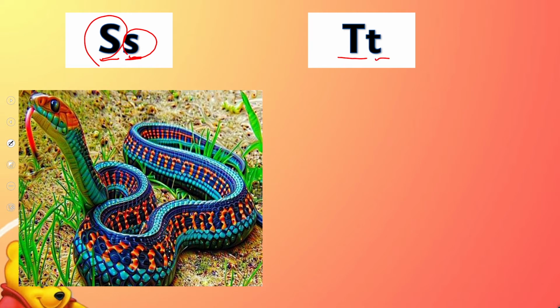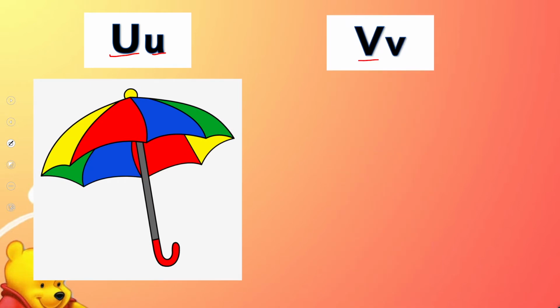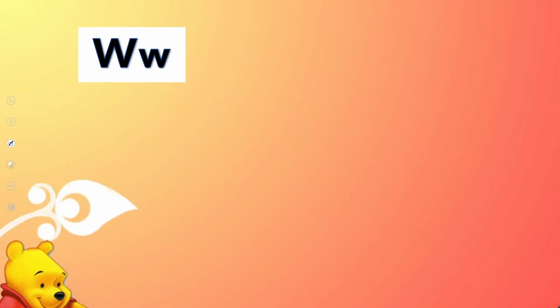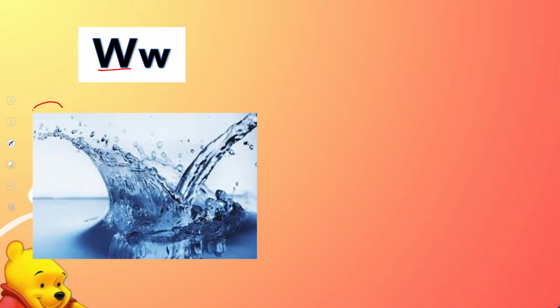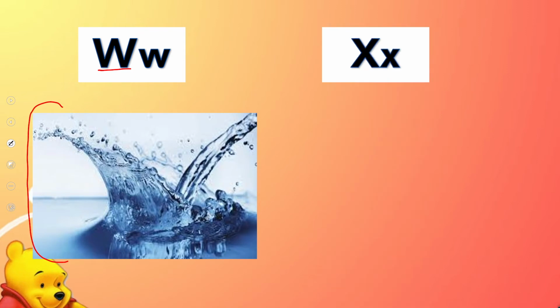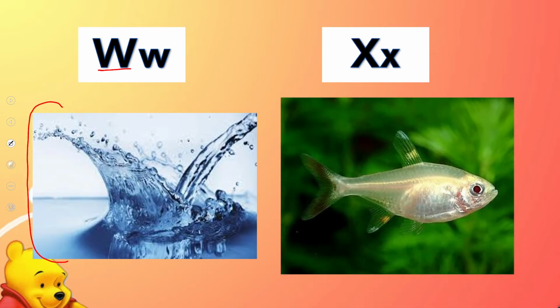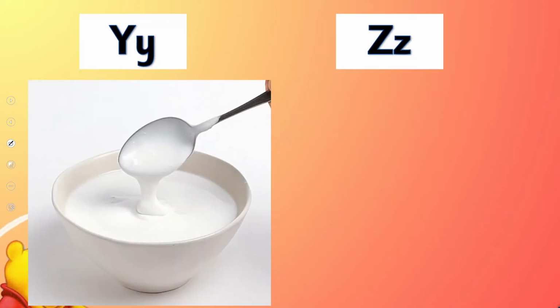T, tree. U, umbrella. V, it's van. W, water. And X, X-ray fish. Y, yogurt. And Z, it's a buzzing sound.